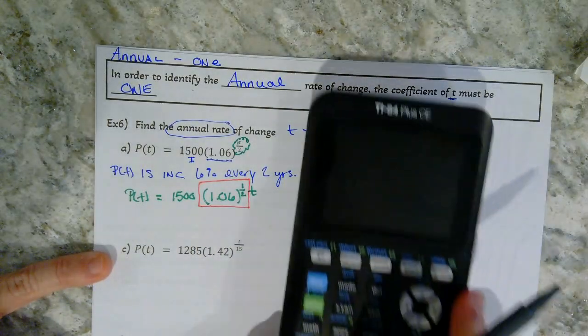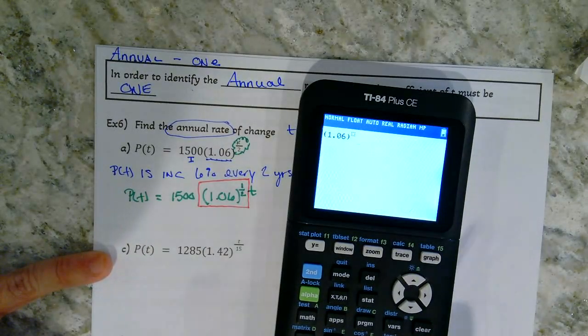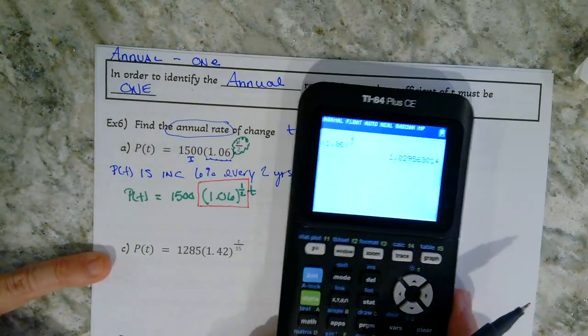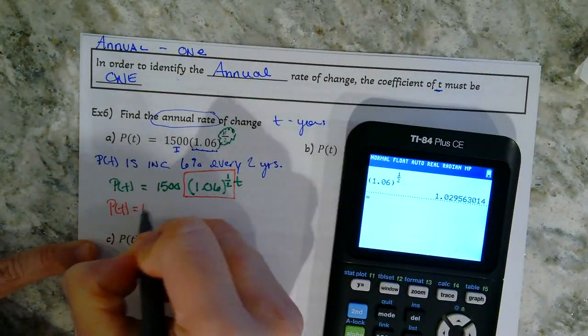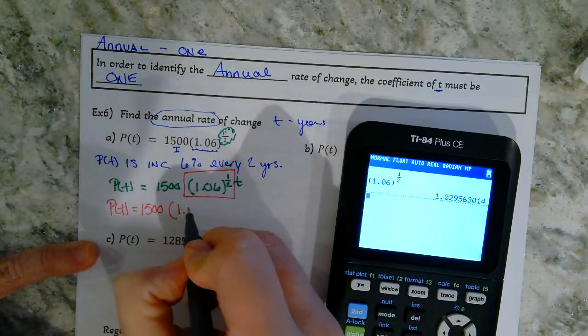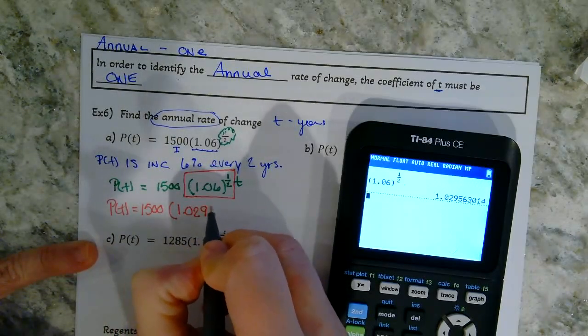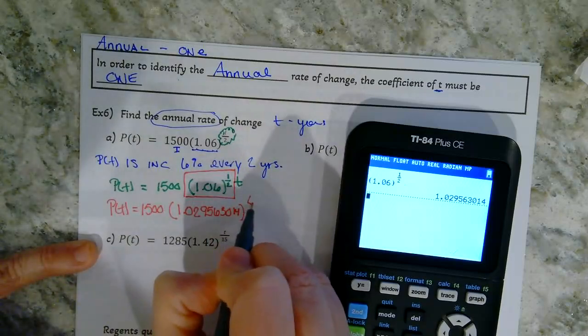I want you to figure this out. So you're going to grab your calculator, and we're going to type in 1.06 raised to the 1/2. Okay, so what this is going to tell us, let's rewrite our equation. We have 1,500, and this just became 1.0295630014 raised to the t.